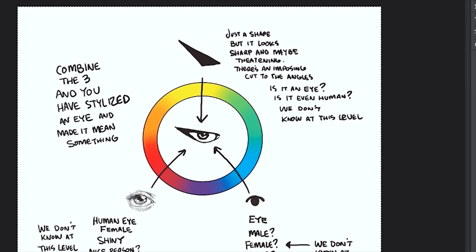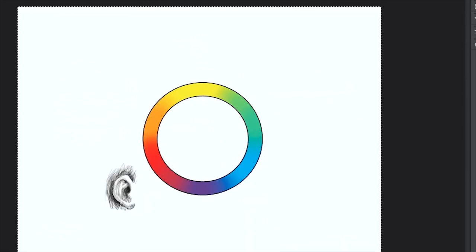So by combining these three, you have stylized a human eyeball, all right? And that's just a simple exercise that you can try doing to really get the basis of understanding these things. Here we have a figurative representational drawing of an ear.